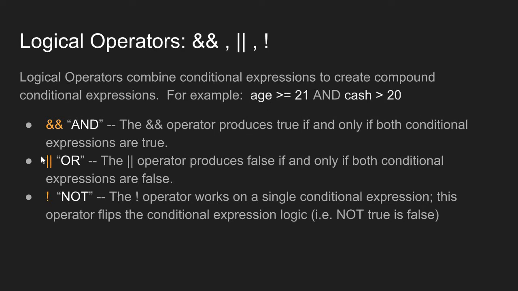The OR operator is defined by two pipes. The OR operator produces false if and only if both conditional expressions are false. In other words, if either expression is true, then the OR operator will produce a true expression. And finally, the single exclamation point represents the logical NOT operator. Now, the logical NOT operator works on a single conditional expression, and all it does is flip the logic. So for example, if a conditional expression was true, if you put a NOT operator in front of it, it would become false. For example, not true is false.